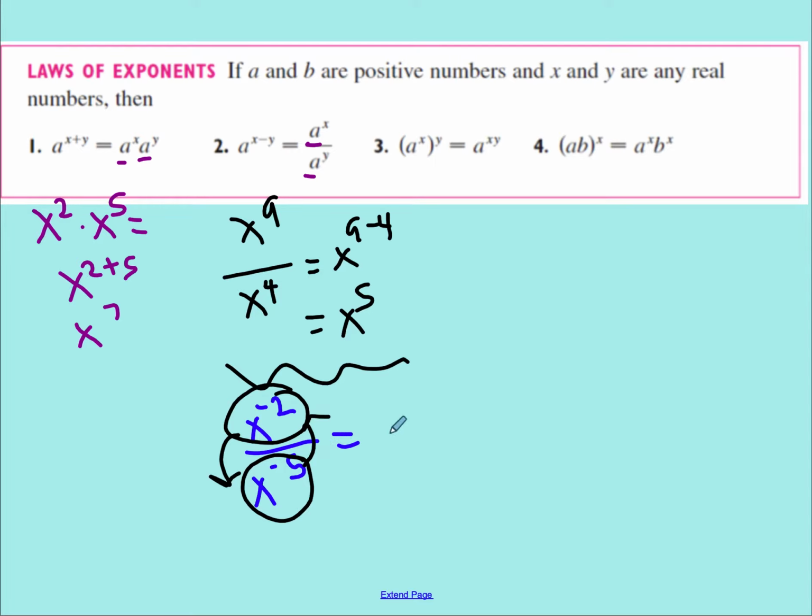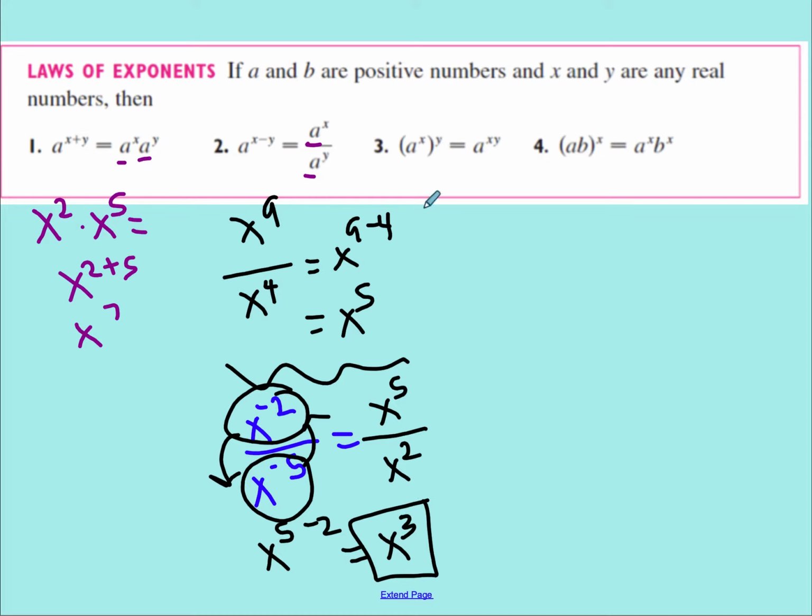Okay, so this would come down, it would become x to the 2nd, and then I would bring my x to the negative 5th up to the top to become x to the positive 5th. And then I can subtract my exponent, so I'd have x to the 5 minus 2, which simplifies then to x to the 3rd. Okay, whenever you're simplifying, remember you want to have positive exponents.